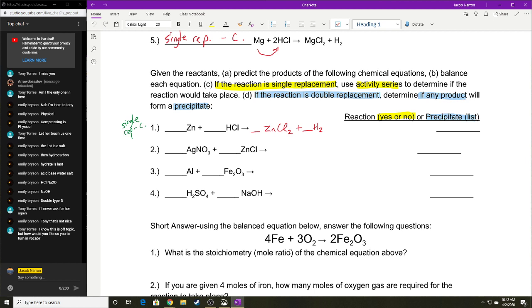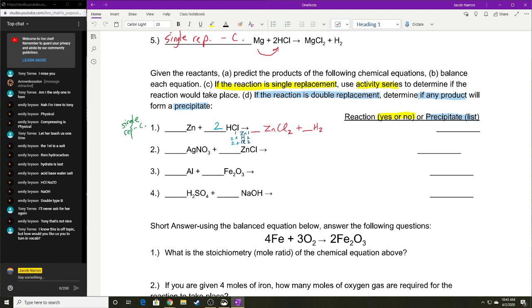I don't really have a lot of room to make a list either, but I can squeeze it in. So we have Zn, we have H, we have Cl. I have 1 and 1, 1, 1, 2, 2. And so as we can see, the way to fix this is just to put a 2 right here. By doing that, we have 2 of each. So there we go. We predicted products, we balanced it.